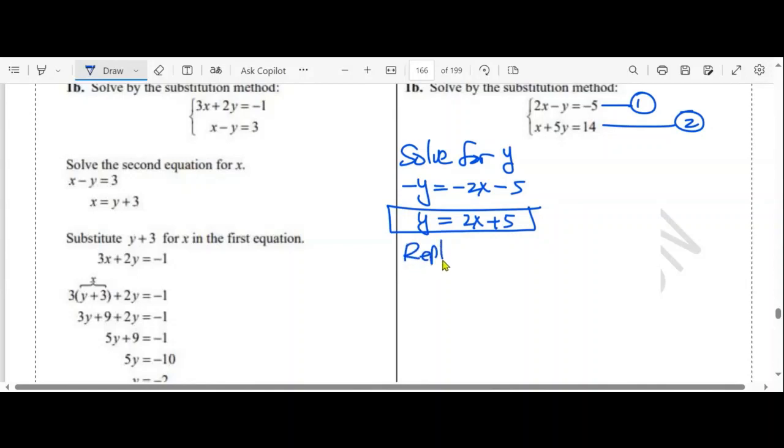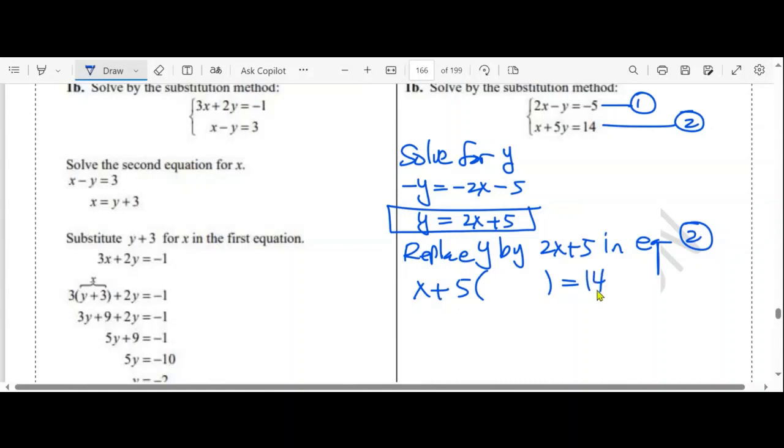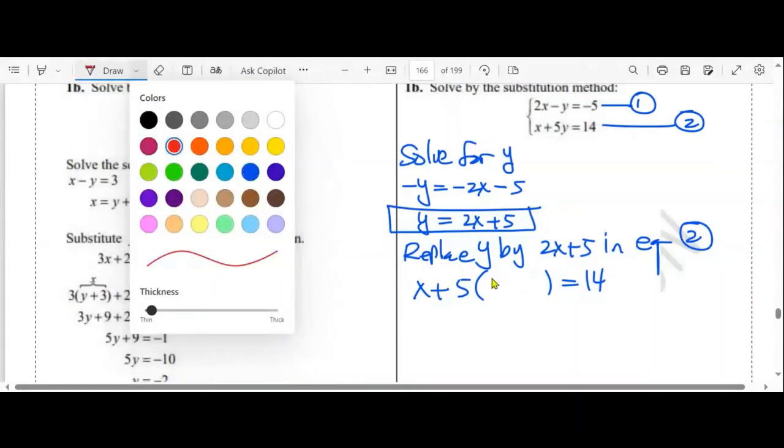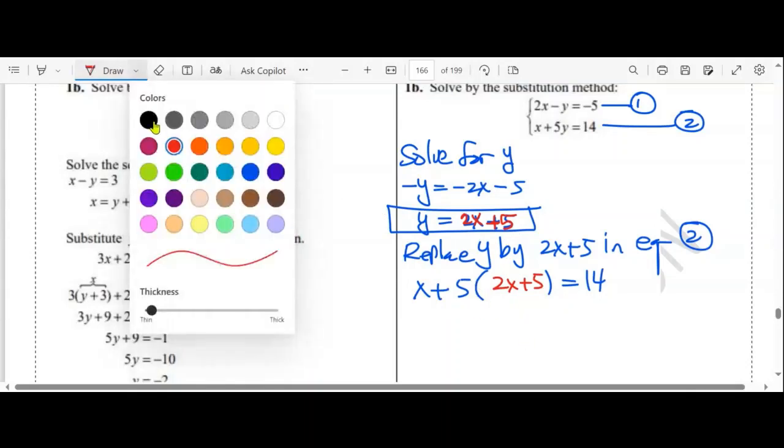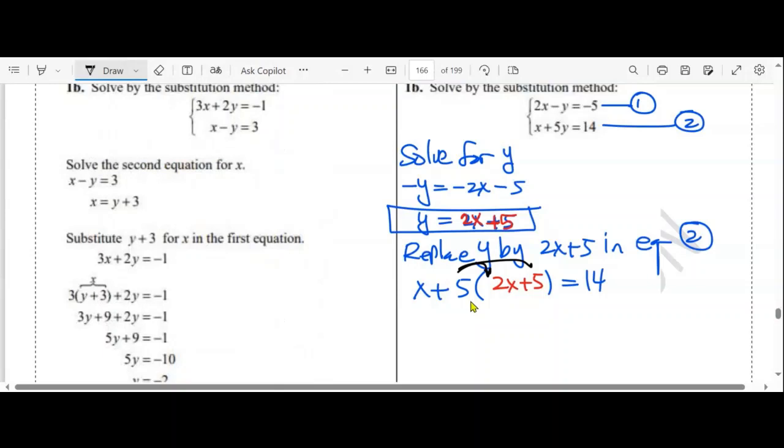Replace y by 2x plus 5 in which equation? The second equation. So x plus 5 times open parentheses equals 14, and then put here 2x plus 5. Now I have to distribute the 5 how many times? So you get 10x plus 25 plus x equals 14.